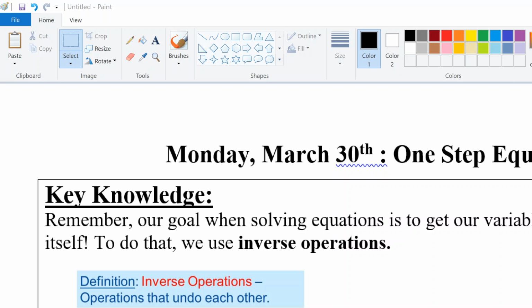And today's first one is Monday, March 30th, the one-step equations one, okay? So this one involves solving one-step equations using inverse operations, okay? We talked about inverse operations before you left for spring break. Remember, inverse operations is when we do the opposite to both sides, okay?